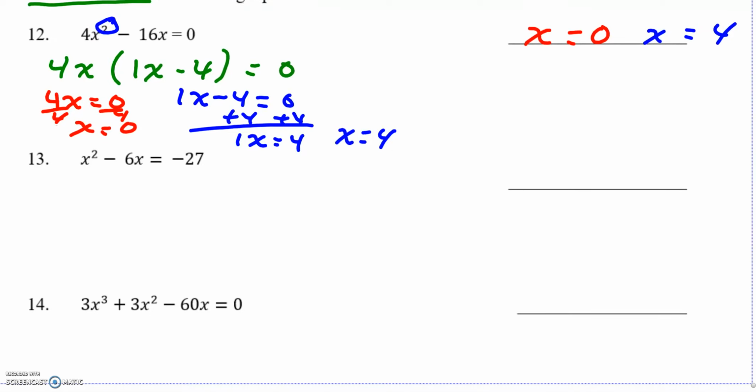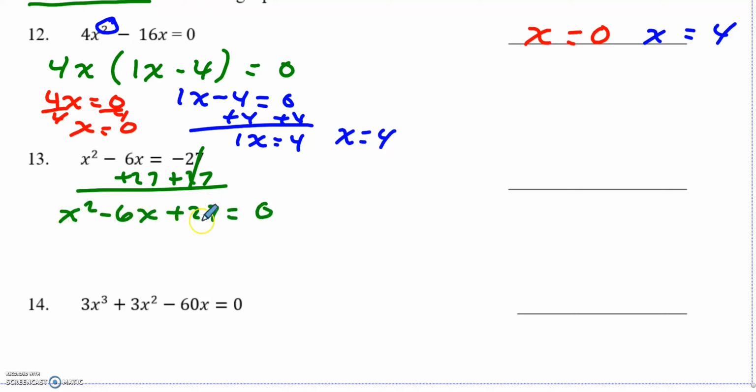Number 13, we are not equal to 0 right now, but I do have something squared. So I'd have to add the 27 over to the other side. So I'd have x squared minus 6x plus 27 equals 0. None of these are like terms, but now that I have it equal to 0, I look to see if I have a GCF. I don't. I can't group it, not 4 terms.